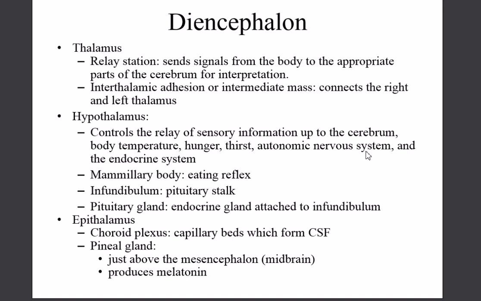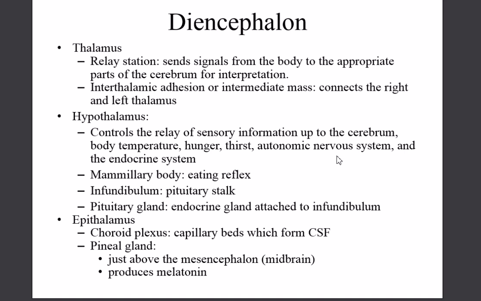The only sensation that is not relayed is the sense of smell. You don't have to know that for lab, but I do want you to know that for lecture. All of the signals going up to the cerebrum for interpretation are relayed through the thalamus, with the exception of smell. Smell goes directly to the temporal lobe and the insula for interpretation. It does not get relayed through the thalamus.